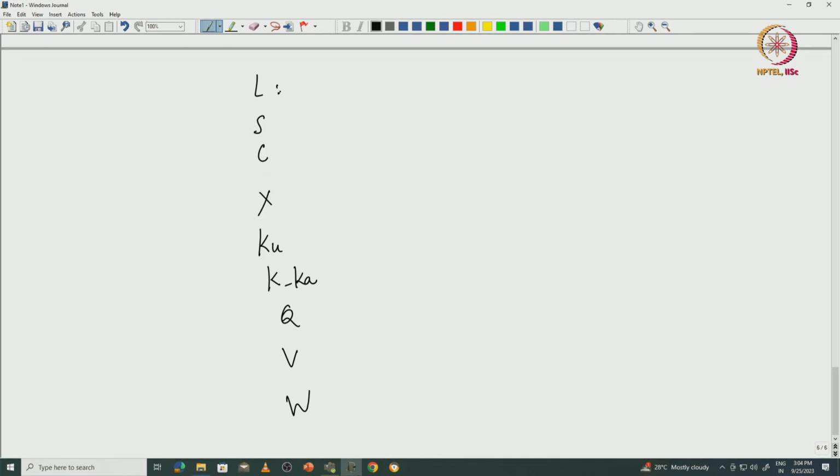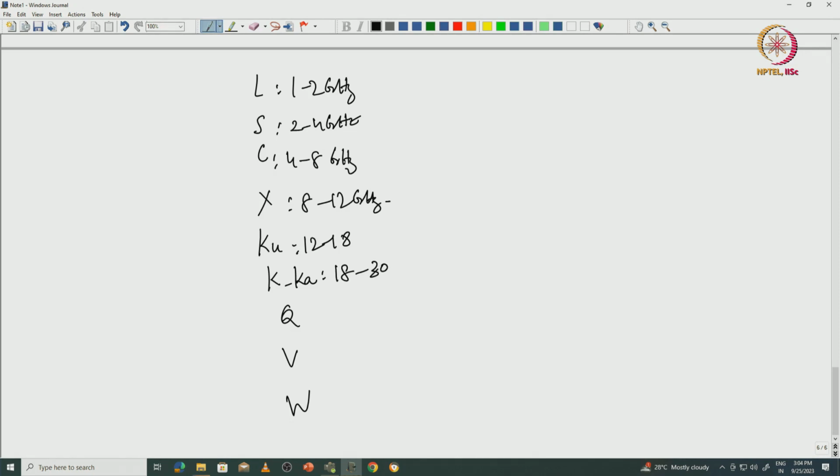For instance, L band is typically, and there is sometimes overlap, people say it is 1 to 2 gigahertz, but some people may say it is up to 1 gigahertz also. Similarly, S band is 2 to 4 gigahertz. C band is 4 to 8 gigahertz. X band is 8 to 12 gigahertz. Ku band is 12 to 18. Ka band is 18 to around 30. And then Q band is from 30 to 50. V band is 50 to 75 and W band is 75 to around 100 or 110 gigahertz.